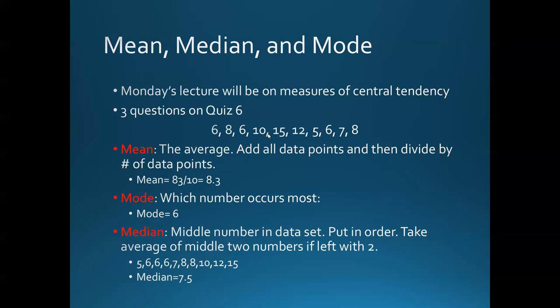Hopefully the terms mean, median, and mode are ones you know. This is something that should have come up, I'd assume, in middle school. But we never know. So anyways, there are a couple of questions on quiz number 6 about this. We just have to find the mean, median, and mode of some data set. I'm just going to see, hopefully everyone gets the majority of the questions correct. That way I can just skip over it on Monday or glance really briefly at it.